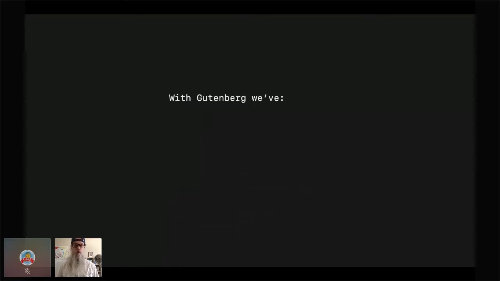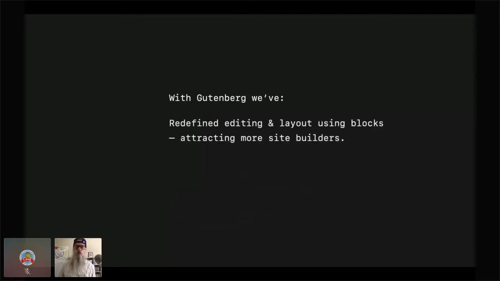So with Gutenberg, if we think back to those two points I made earlier about bringing in a whole new set of users or consumers, we've redefined editing and layout using blocks, and this is attracting more site builders, people who want to not only add content to their WordPress site, but structure and lay out their pages. This can be done now.